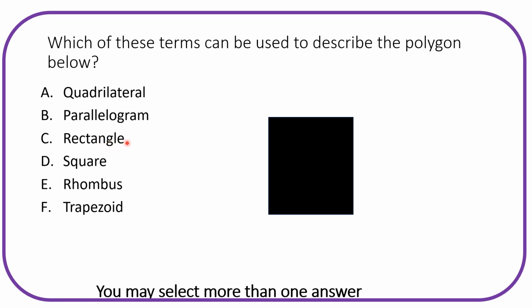Rectangle. A rectangle is a four-sided figure with 90-degree angles. I see a 90-degree angle here, another one here, another one here, another one here. Remember, these are perpendicular lines coming together to make that 90-degree angle all the way around. So a rectangle could work. So far we have 3 for 3. I have a quadrilateral, parallelogram, rectangle.